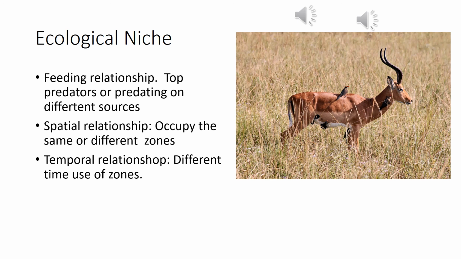So for example, if we look at a great white shark and a whale shark, they are both very big sharks. But if we look at the feeding relationship, they occupy a different ecological niche. While the great white shark is a top predator, the whale shark is mainly a plankton feeder. So while they're both big sharks, they will occupy different ecological niches.